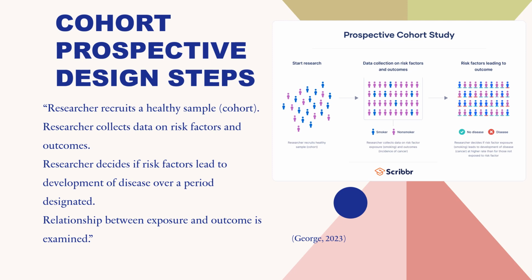The cohort prospective design steps include the researcher recruiting a healthy sample, also known as a cohort. The researcher then collects data on risk factors and outcomes. The researcher then decides if risk factors lead to development of disease over a period that was pre-designated. Lastly, the relationship between exposure and outcome is examined.